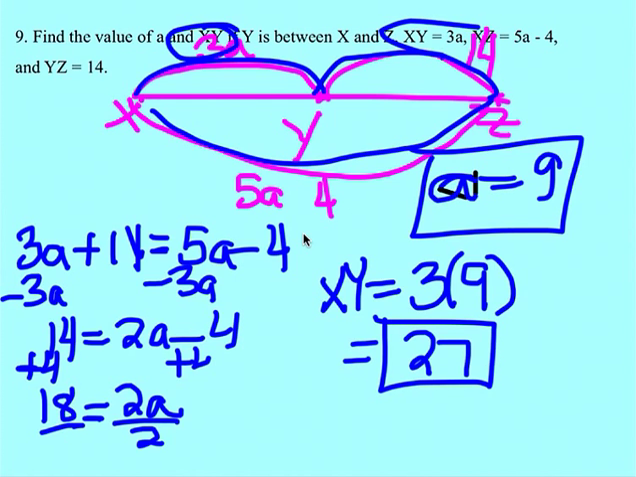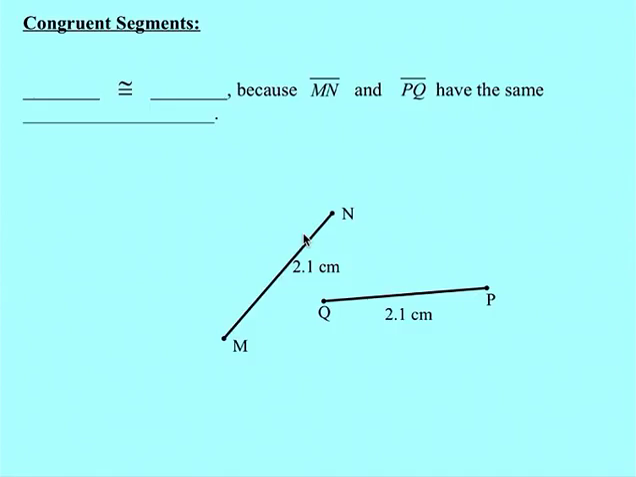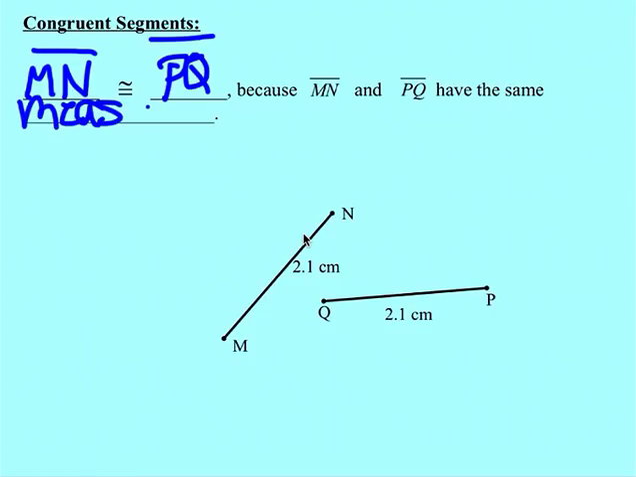Now, let's take a look at congruent segments. Congruent segments is something that we're going to be using in geometry for a long time. So I'm going to say here that MN, that segment, we want to draw the line over it to note that it's a segment, is congruent to PQ, because MN and PQ have the same measure. That's really important. If something's congruent, that means it has the same measure.